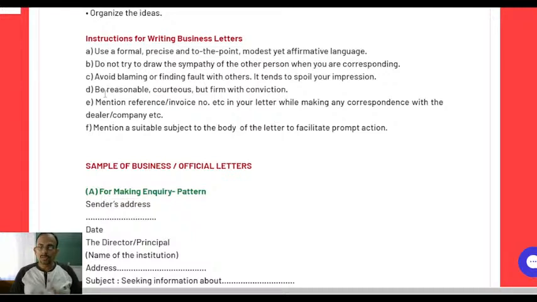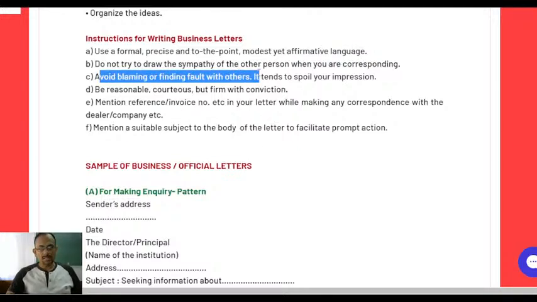You have to be formal, precise, and to the point, right? And do not write anything strict or anything negative. Only affirmative language you have to use when it comes to writing business letters. Then avoid blaming or finding fault with others. Do not find fault with the dealer, because it's not the dealer who has made this product. Dealers are business people who store the products. They do not manufacture it, so do not blame them, right?